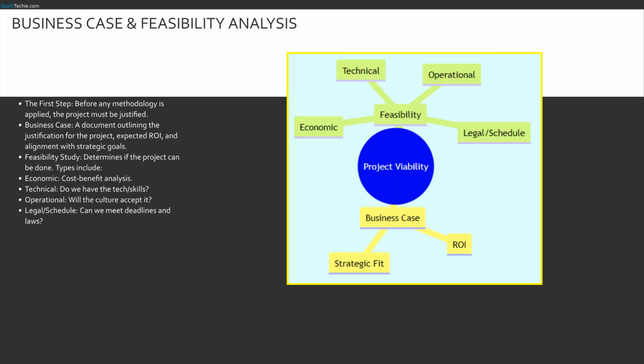Before we write a single line of code or run a single sprint, we must ask, should we do this? This is the business case and feasibility analysis. The business case proves the financial value. What is the return on investment, ROI? The feasibility study asks if it's possible.